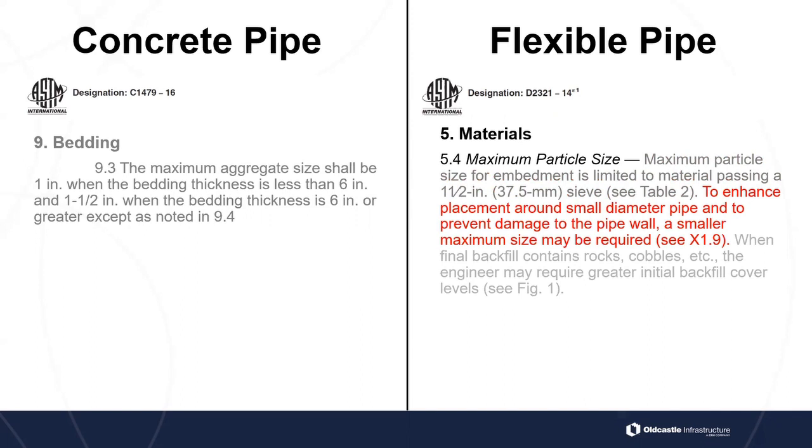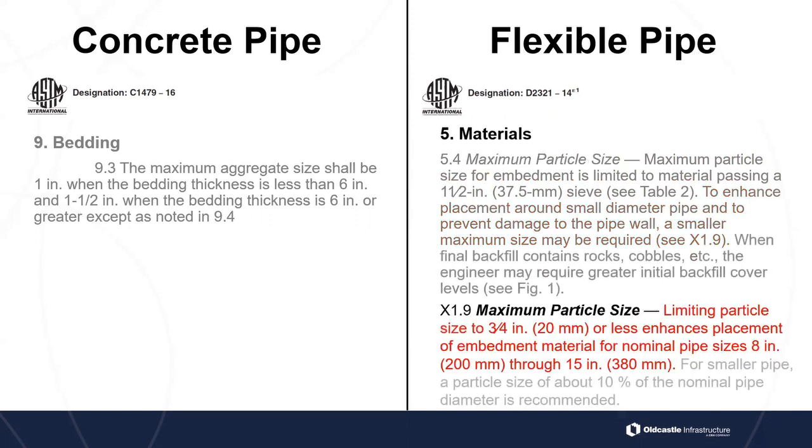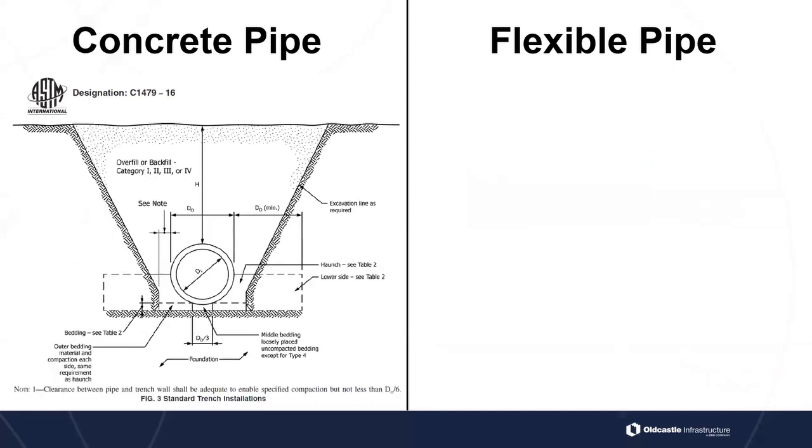As we mentioned, some of the things to keep in mind when you want a satisfactory installation. And then also, if we look down at X1.9, maximum particle size: limiting particle size to 3/4 inch or less enhances placement of embedment material for nominal pipe sizes 8 inches through 15 inches. So when you have that smaller size pipe, you want to make sure that you're using smaller particles, which makes sense, right?